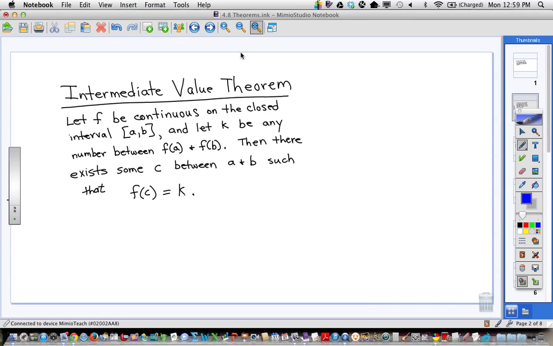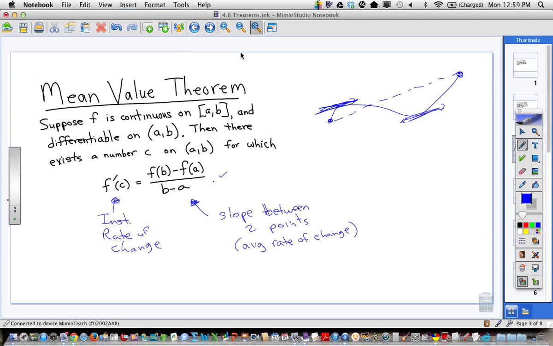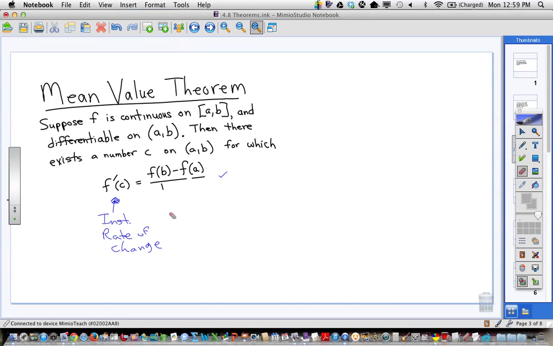Okay? All right, so the new one today is called the mean value theorem. Oops, and I just deleted it. All right, so go ahead and write this down.